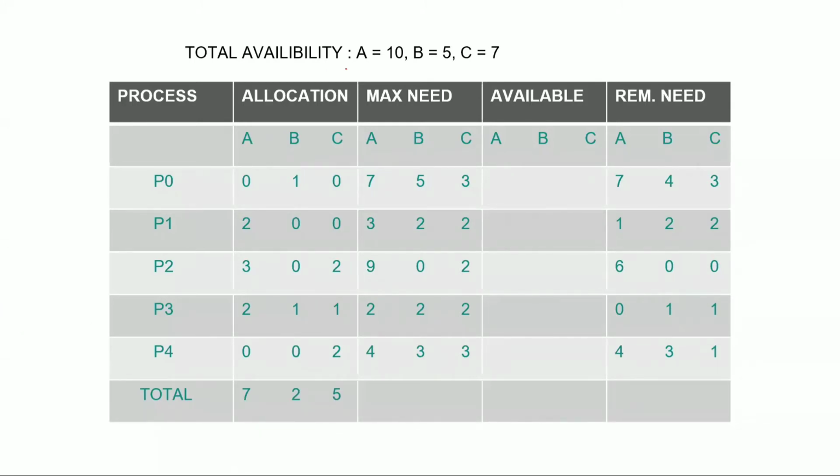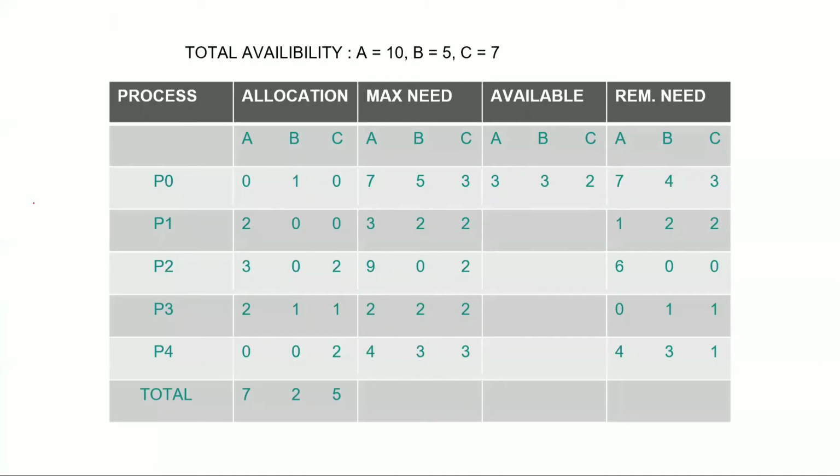And see, we have 10 instances of A, 5 of B, and 7 of C. And we have already allocated 7 of A, 2 of B, and 5 of C. So how many available resources do we have? We have 10 minus 7, 3, 5 minus 2, 3, and 7 minus 5, 2. Available instances of A, B, C respectively. So we will fill this in the available block. Okay. So now we have our block ready here.